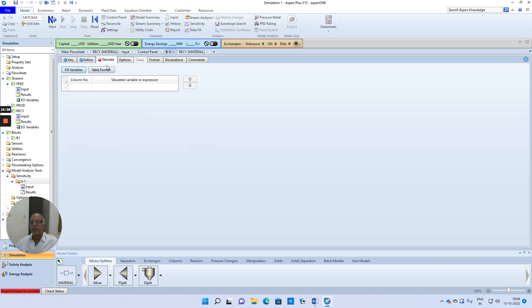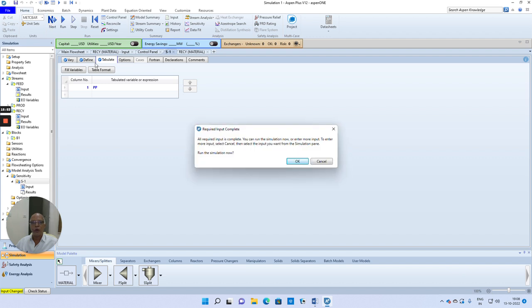Go to the next input screen because still there is one red dot. So you simply click on fill variables. Based on the definitions you have given for vary and define, the simulator will automatically take care, right? Okay. So you can see once again, all the required input is complete. So we should be able to run this problem.